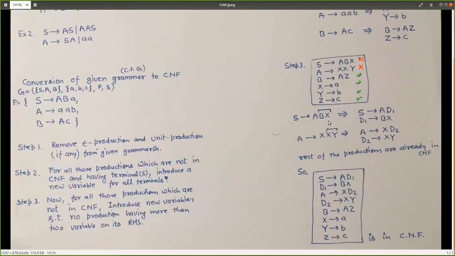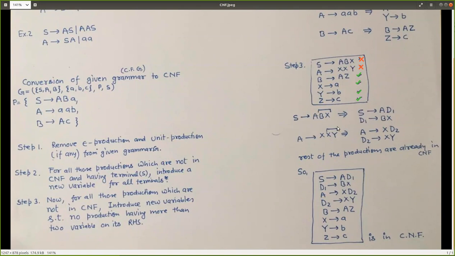So just take the production of the grammar which is not in CNF, and replace all the variables except the first variable. Convert all these variables to some new variable. In this example there are two, but there could be many. So I pick D1, a new variable. Instead of B X, I put D1. So instead of the production S produces A B X, I would put S produces A D1, and now D1 produces B X.